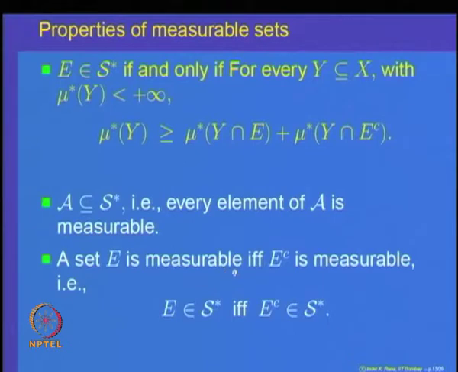The next property is that the class of measurable sets is closed under complementation, namely if E is measurable, then E complement is also measurable. That is obvious, because in this criterion, if you want to check if E is measurable, this is what we required, and to check E complement is measurable, the same thing is required, because this will become E complement, and E complement of complement is E. So, it is the same criterion, the same equation to be verified. Obviously, because the definition is symmetric with respect to E and E complement, the set E is measurable if and only if its complement is measurable, or the collection S star of measurable sets is closed under complements.